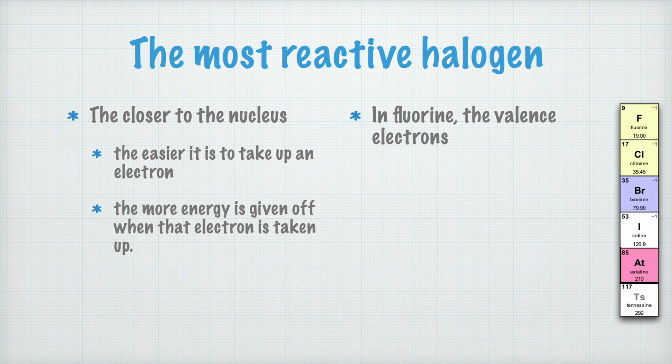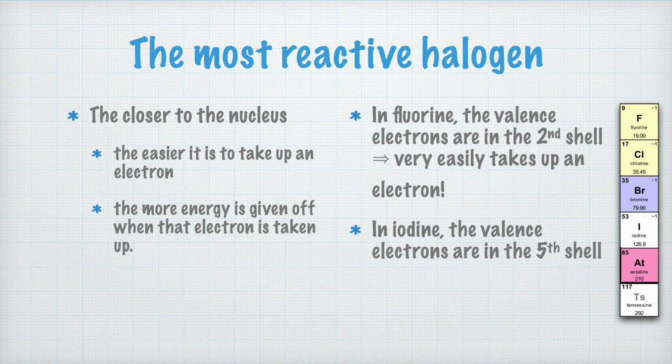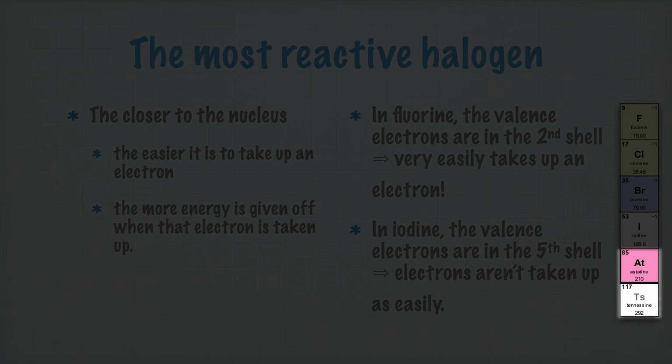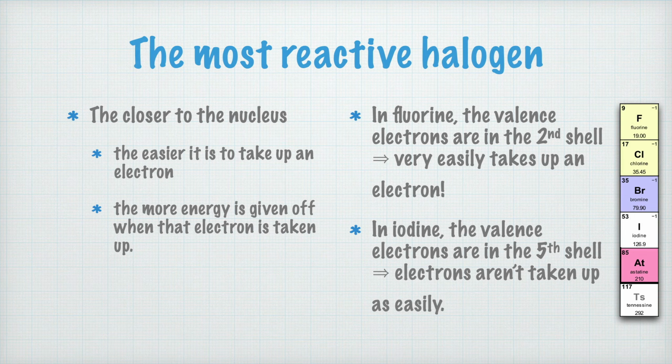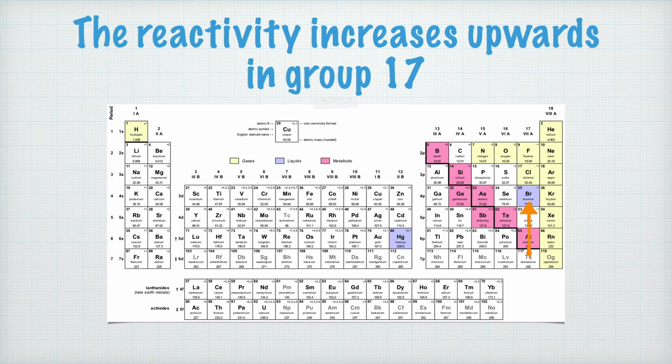In fluorine, the valence electrons are in the second electron shell, which means that the fluorine atom very easily takes up an additional electron. In iodine, the valence electrons are instead in the fifth shell, which means that the iodine atom doesn't take up an additional electron quite as easily. And what it looks like in astatine and tennessine, we really don't know since there's too little of it to perform any experiments, but they surely are even less reactive. The conclusion then is that the reactivity increases as we move upwards in the halogen group, like this.